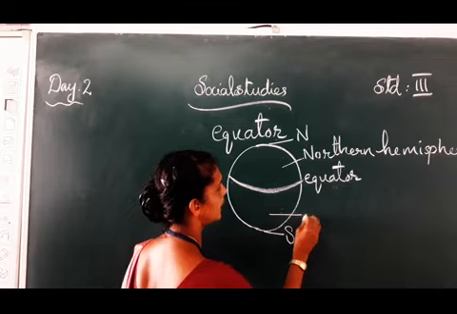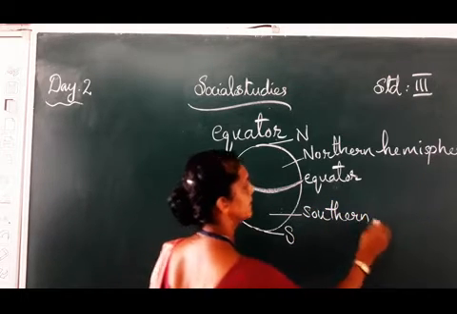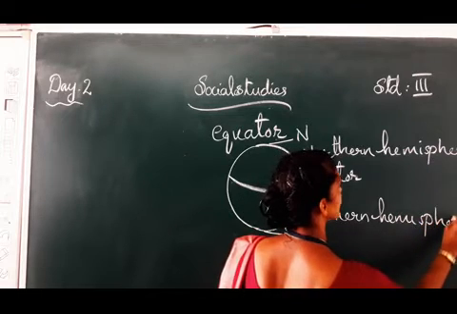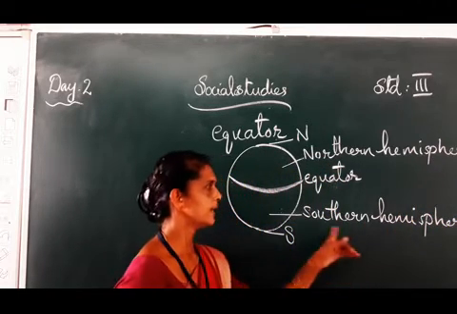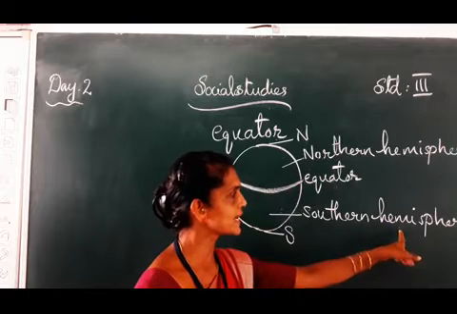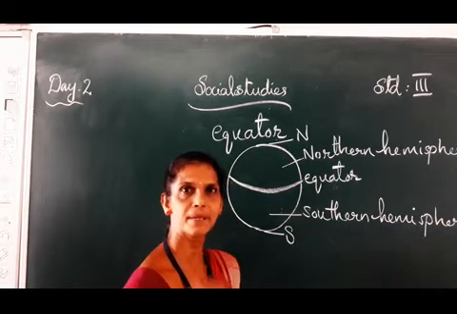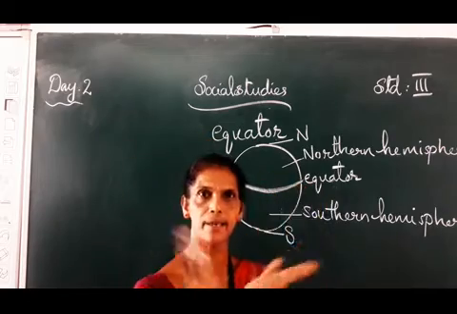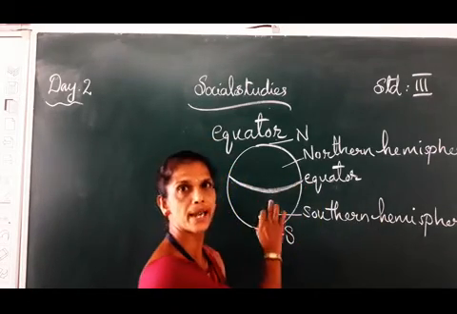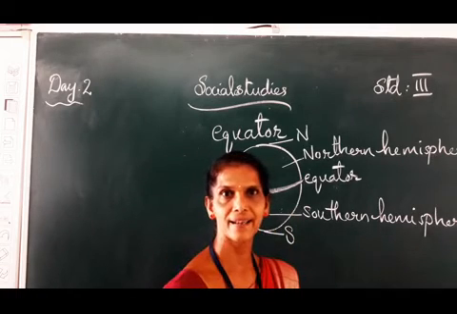Same thing here. This is southern hemisphere. Okay, southern hemisphere. Hemi means a sphere, or half portion of the ball. So what is this center line, children? This is the equator. This is an imaginary line.